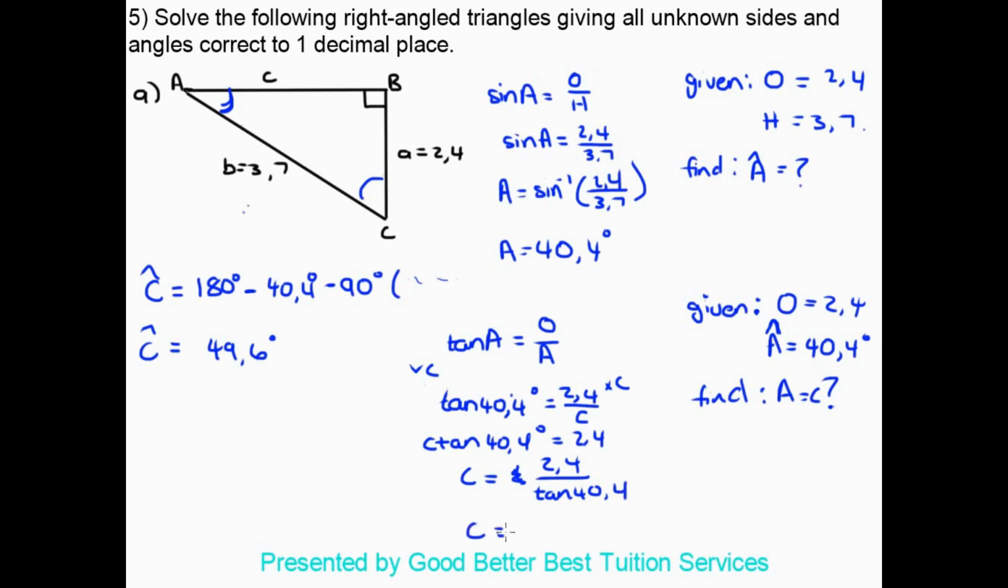So what you're going to do is put that in your calculator as is. You're going to say 2.4 over tan 40.4, and you get your final answer of 2.8 once you round off to your nearest single decimal place. And just like that, we found all of the sides and angles in the specific triangle.